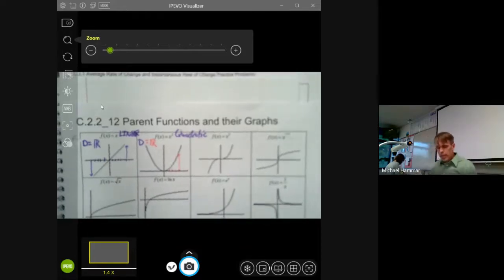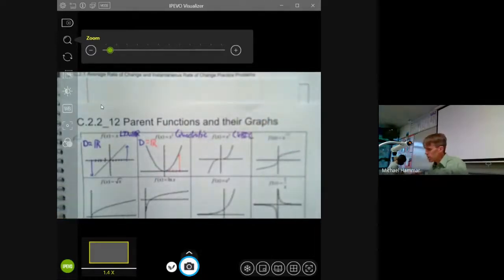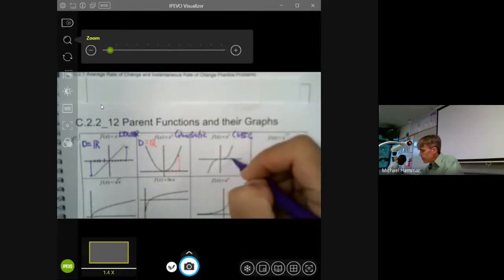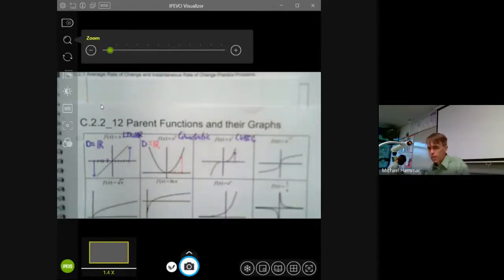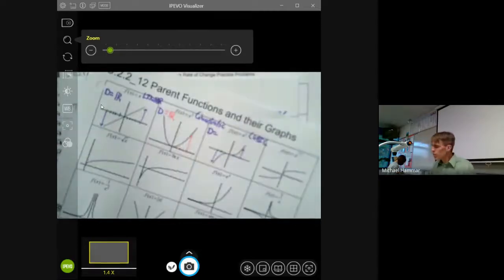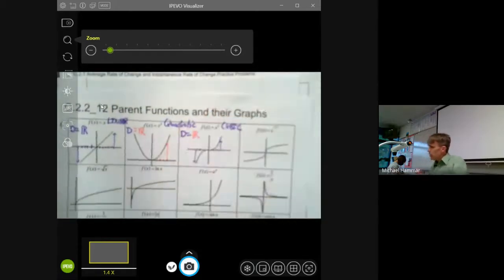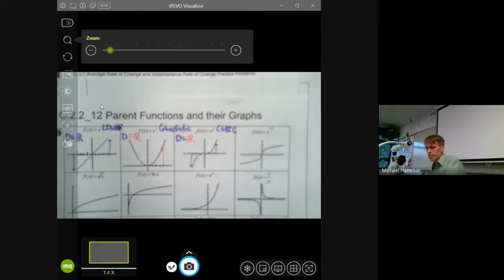Now, the next one is called a cubic. And you'll also notice that as we go to all these x values, there is a corresponding y value, whether you're going positive or negative. So its domain is also all reals. Okay? So what I'd like you to do is look at the sheet right now, pause your video, and find all of the functions that have a domain of all reals.